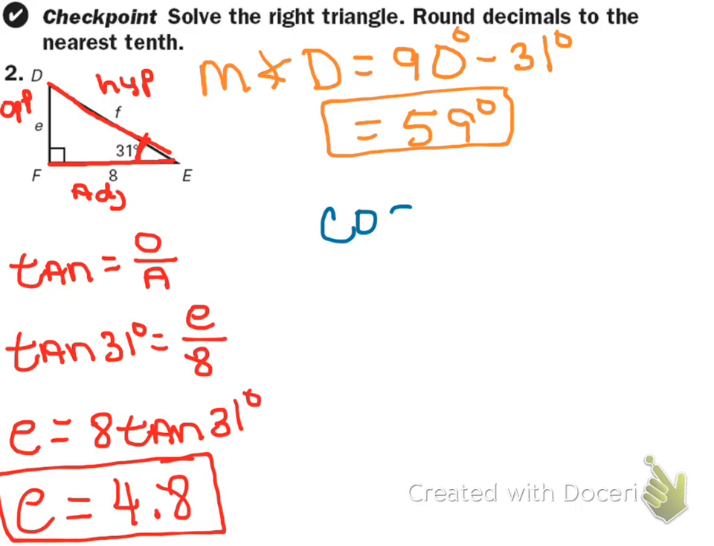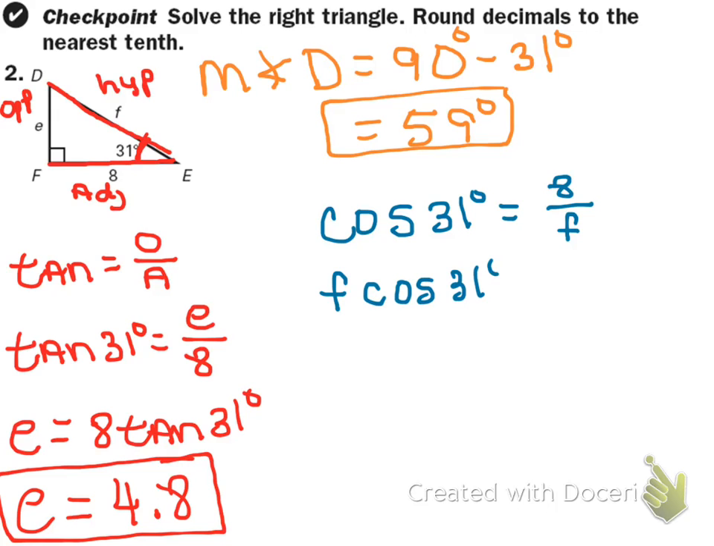So the cosine of your 31-degree angle is equal to your adjacent side, which is 8, over your hypotenuse, which is F. Notice this time where your variable is at. It's in the denominator. You always want to multiply by your denominator. So multiply both sides by the denominator F. You end up with F times the cosine of 31 degrees is equal to 8.